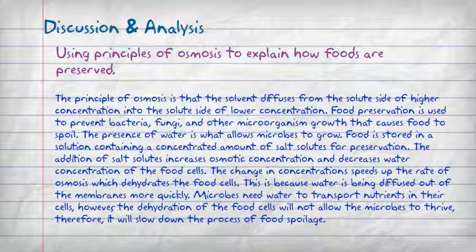The addition of salt solutes increases osmotic concentration and decreases water concentration in food cells. The change in concentration speeds up the rate of osmosis, which dehydrates the food cells. This is because water is being diffused out of the membranes more quickly. Microbes need water to transport nutrients in their cells; however, the dehydration of the food cells will not allow the microbes to thrive, therefore it will slow down the process of food spoilage.